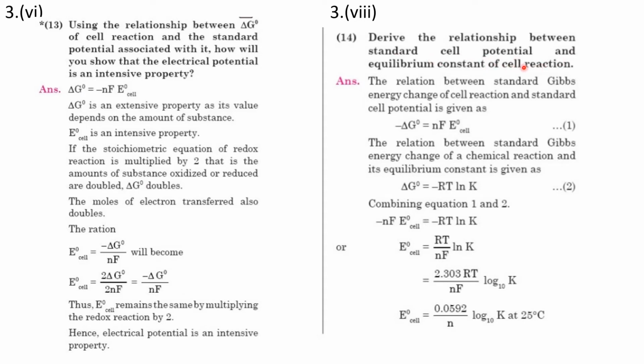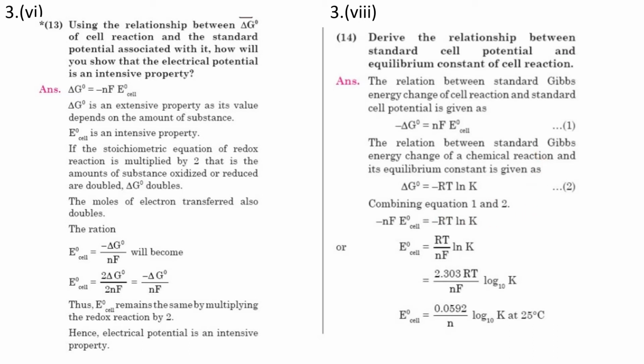Next question. Derive the relationship between standard cell potential and equilibrium constant of cell reaction. Answer. The relation between standard Gibbs energy change of cell reaction and standard cell potential is delta G0 is equal to minus nF E0 cell. The relation between standard Gibbs energy change of chemical reaction and its equilibrium constant is given as delta G0 is equal to minus RT ln K.